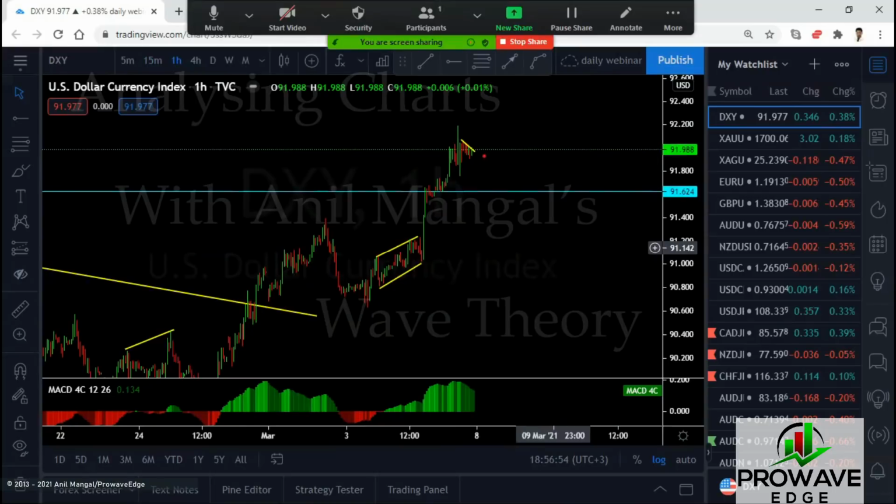Two things to expect tomorrow. Depending on what happened in here, we will either continue to go up or we're going to come back down like this and then go up.